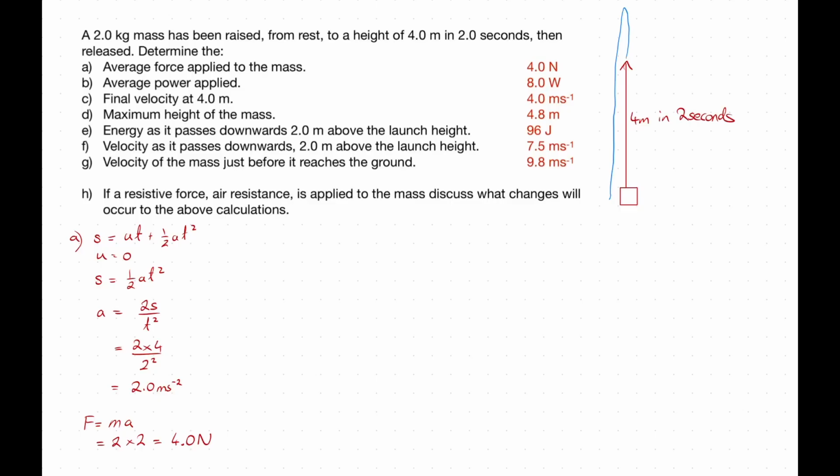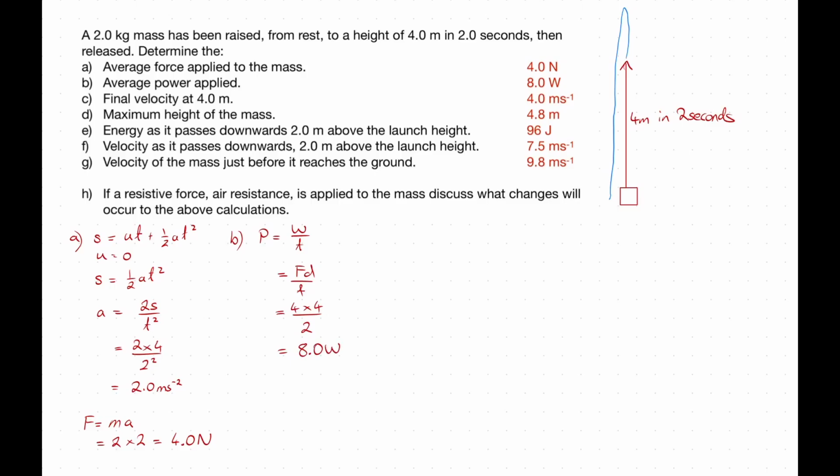For B is our power calculation. So we're just going to say that power is equal to the work divided by time. We could also use a velocity calculation, and it should be the same. So we know what the force is now, so this is going to be equal to our force times the displacement divided by time, which is then going to be equal to our 4 newtons times by our 4 meters divided by our 2 seconds, which is then going to get us our 8 watts of power.